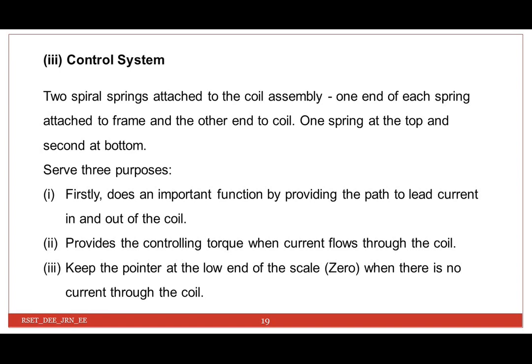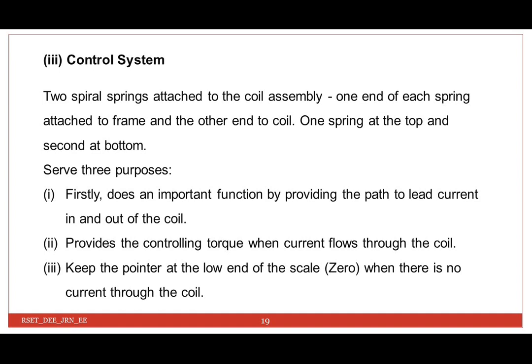Two spiral springs are attached to the coil assembly, one end of each spring attached to the frame of the instrument and the other end connected to the coil. One spring is at the top and the second is at the bottom. So they serve three purposes.